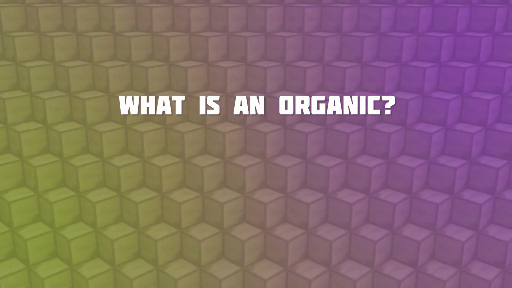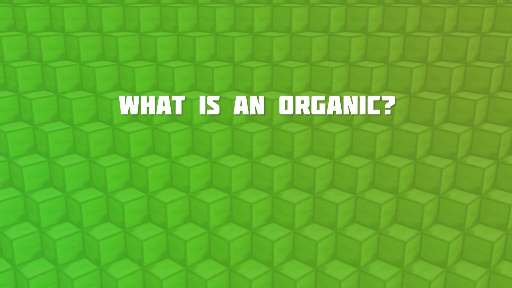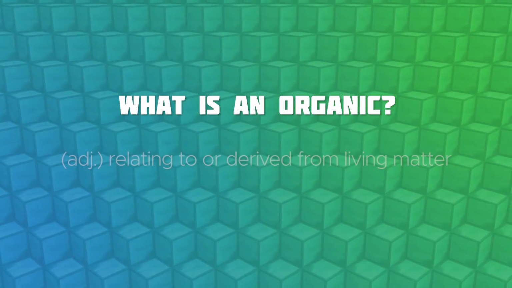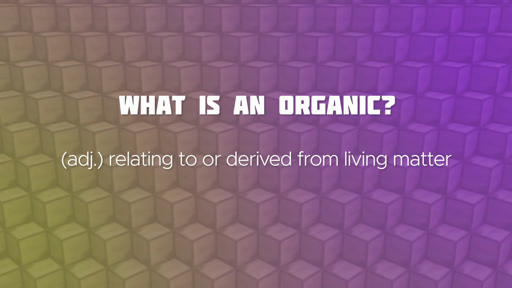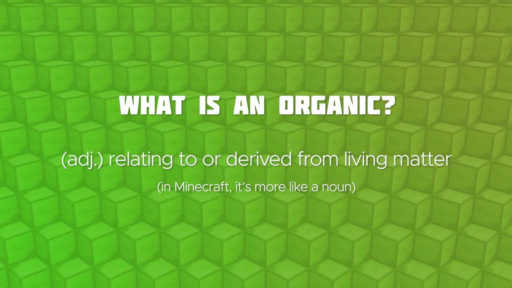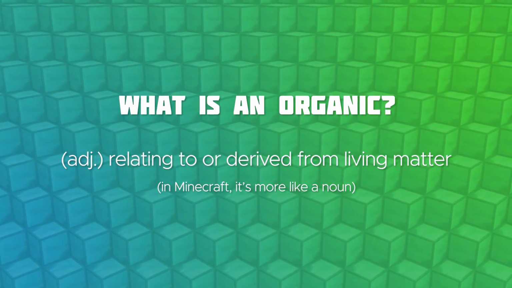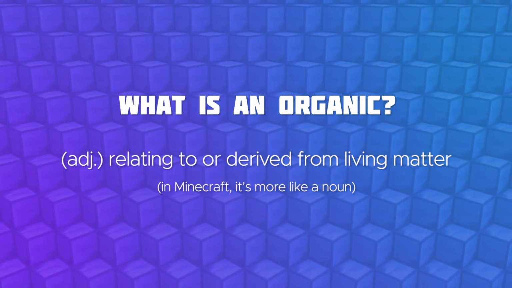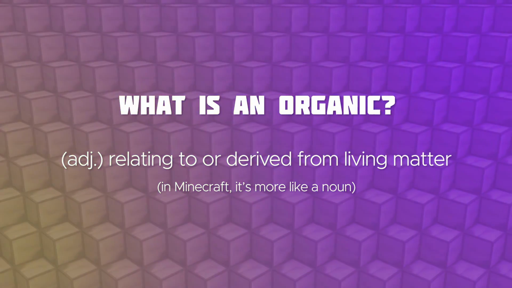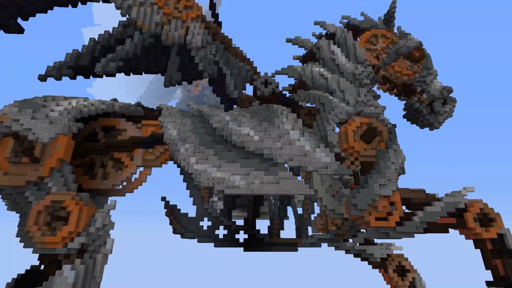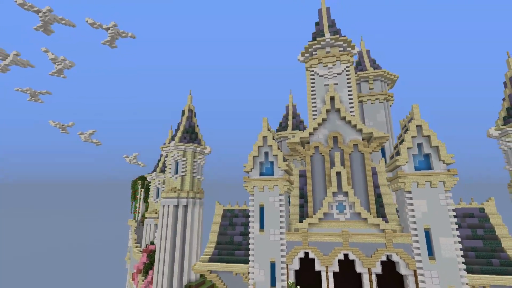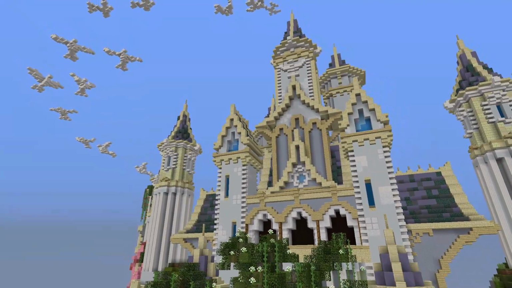Chances are if you're watching this video, you already know what an organic is, but for anyone who doesn't, an organic is anything that's living, such as a human or an animal or a plant. But I would take it a step further in Minecraft to say that an organic is anything that's built with curves and organic shapes, as opposed to geometric shapes. Organics make use of curves and tend to flow more, whereas geometric shapes are more rigid and structured.